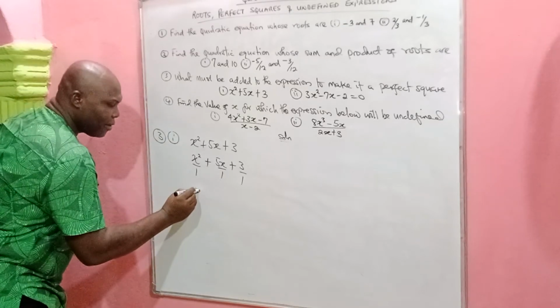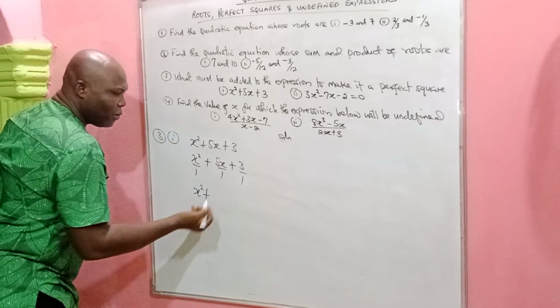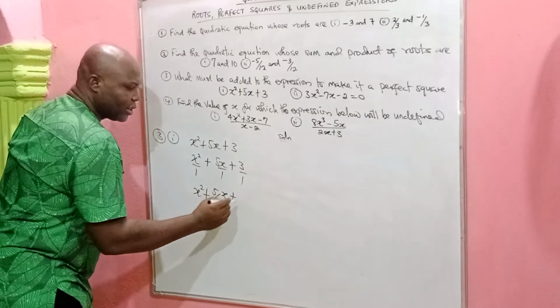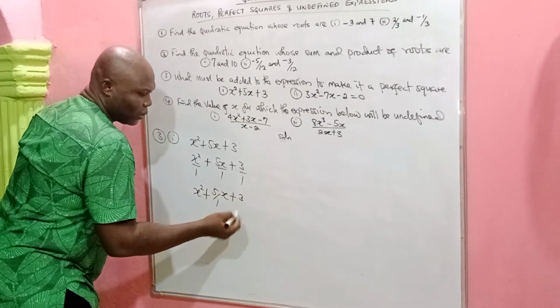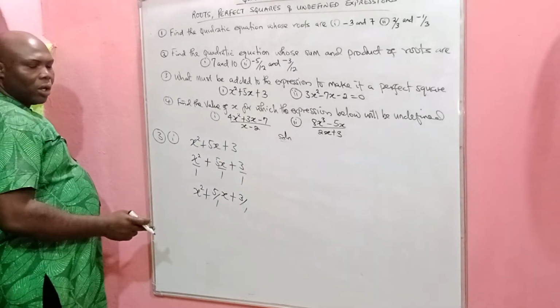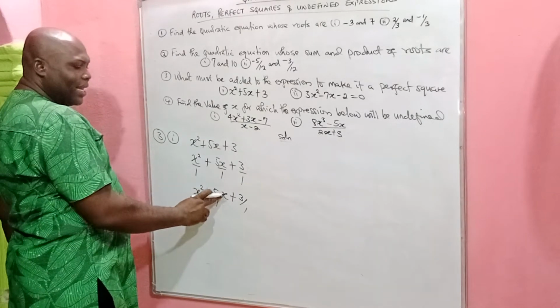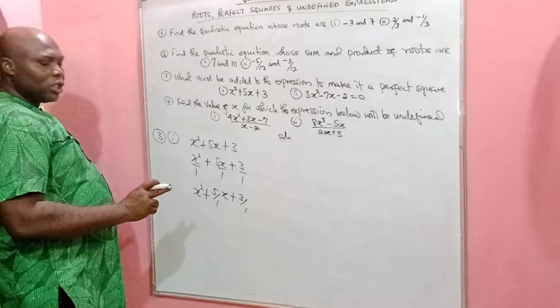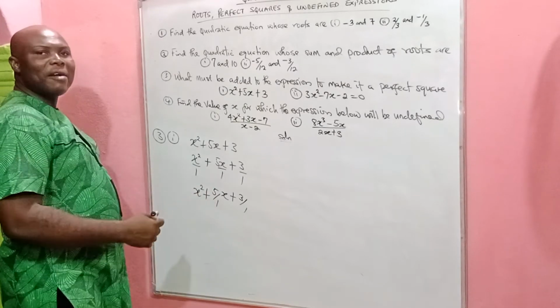So we are going to have x squared plus 5 over 1x plus 3 over 1, which is still 3. The essence of this is to find the coefficient of x, because the next rule is for you to multiply the coefficient of x by half and square it.